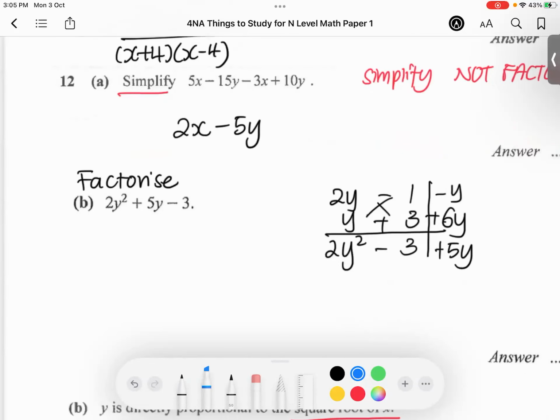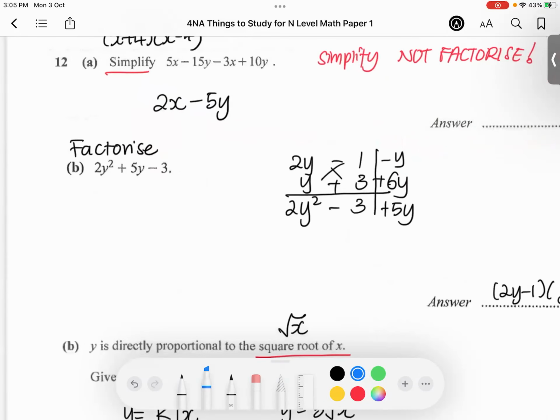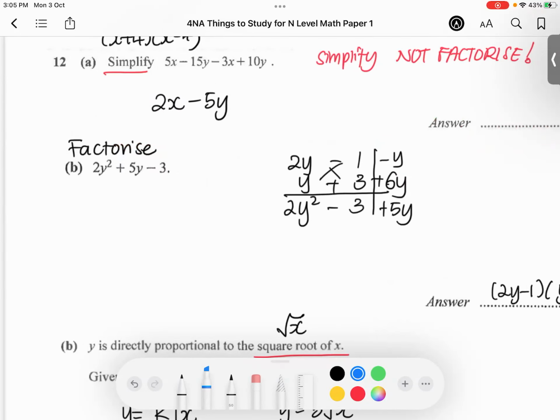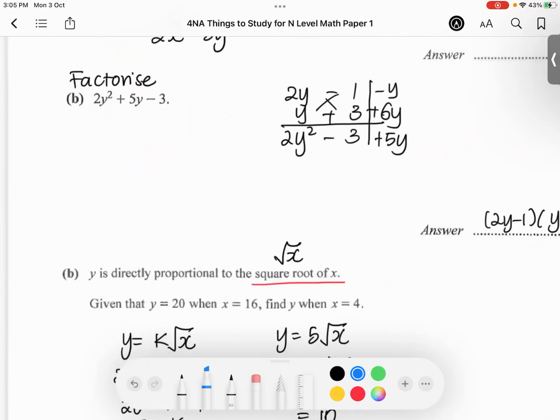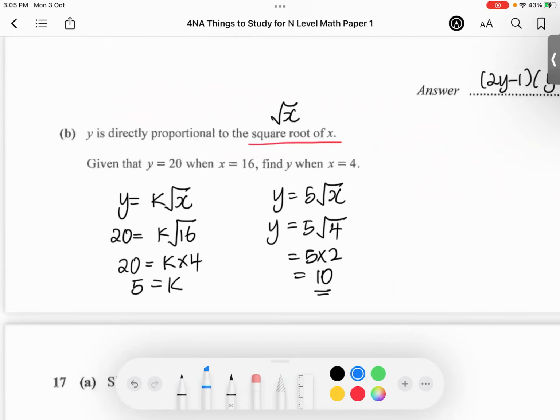Next one, factorize. This one you must know how to do. If you still don't know how to do, you have to seek help, then ask me again. So this one I'll not go through. Next one, I just go through one part of it.